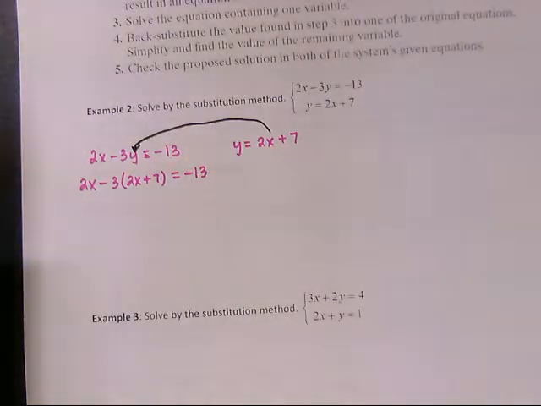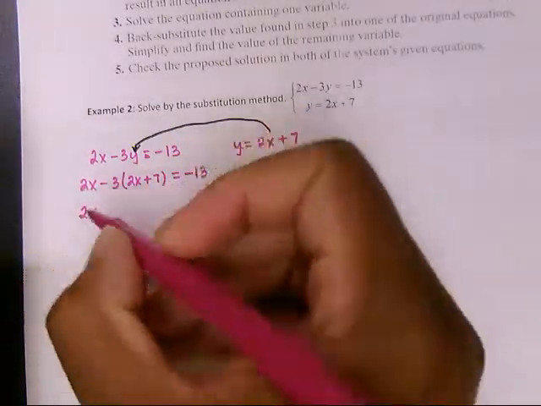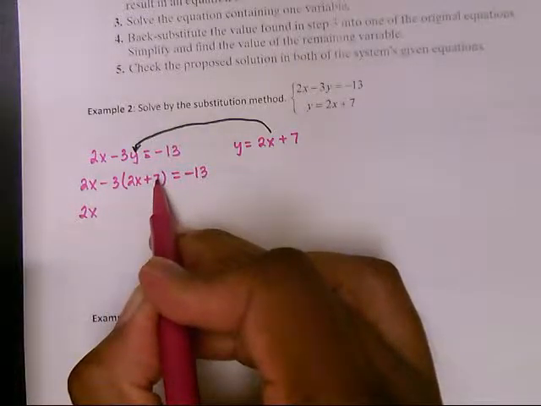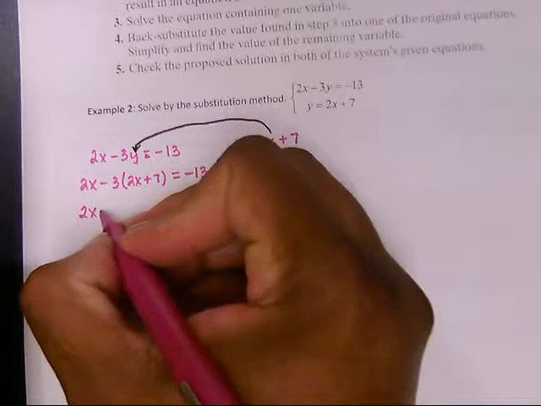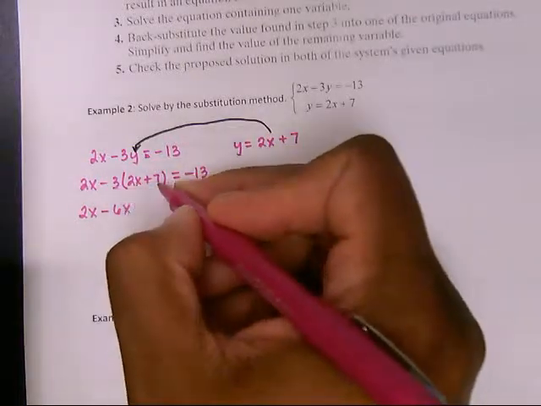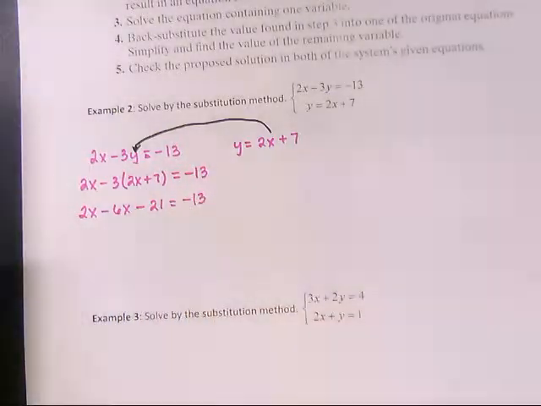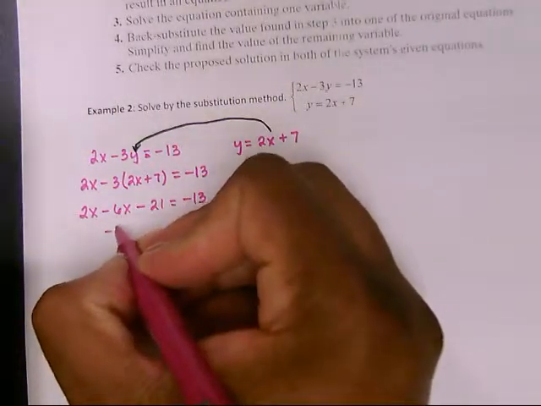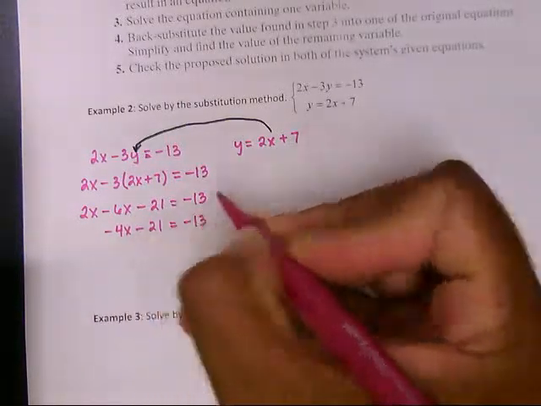And now I'm ready to solve this equation for x in this case. So here, I'm going to simplify by bringing down the 2x. Now that minus 3 will be multiplied by 2x, and the minus 3 will be multiplied by the plus 7 using the distributive property. So minus 3 times 2x is a minus 6x. And then minus 3 times the plus 7 will be a minus 21. And then that's equal to negative 13. Now combining like terms here, 2x minus 6x will be negative 4x. Minus 21 equal negative 13.